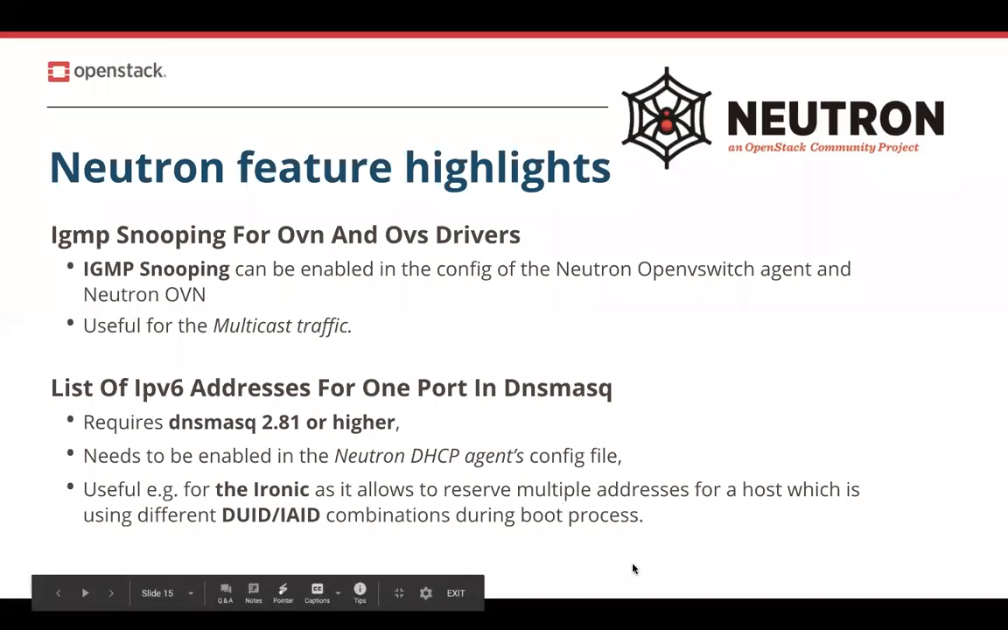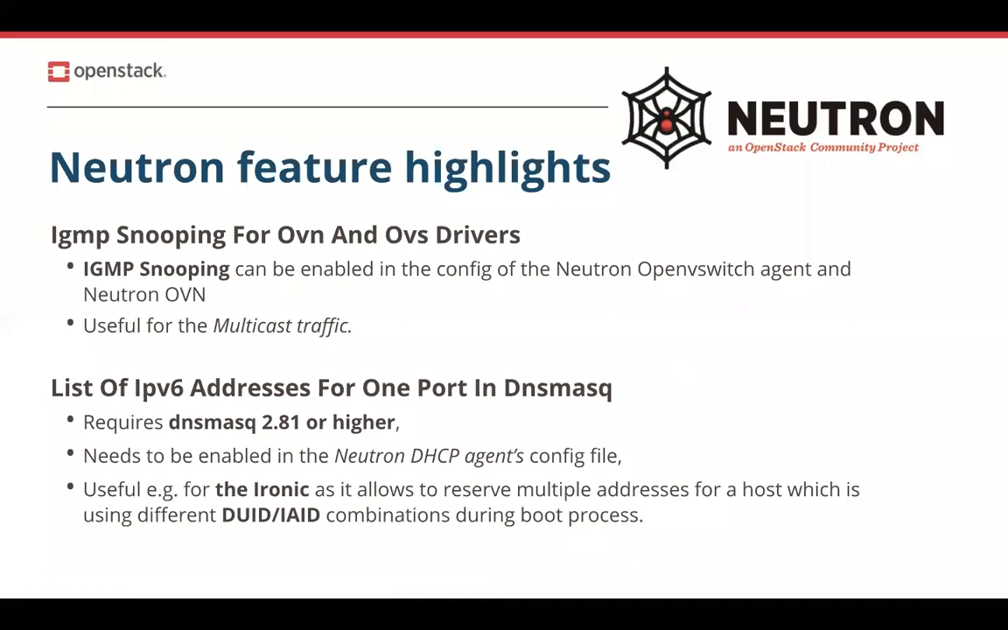Now, one port can have more than one IPv6 address, and all of them will be listed in dnsmasq for this port. For requests with various ID combinations, dnsmasq will basically send different IP addresses, so it will work fine.